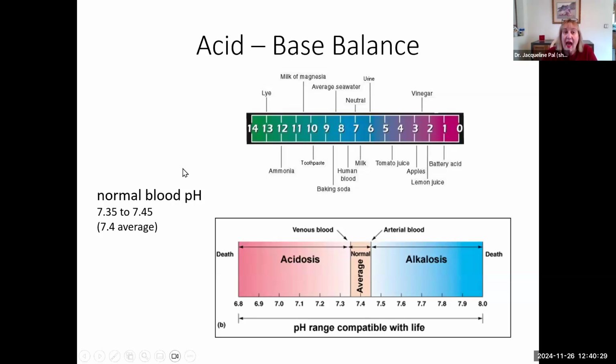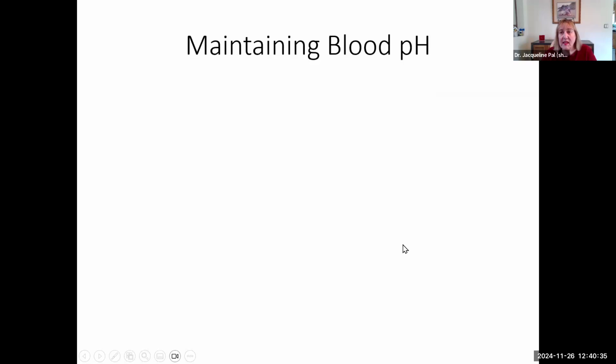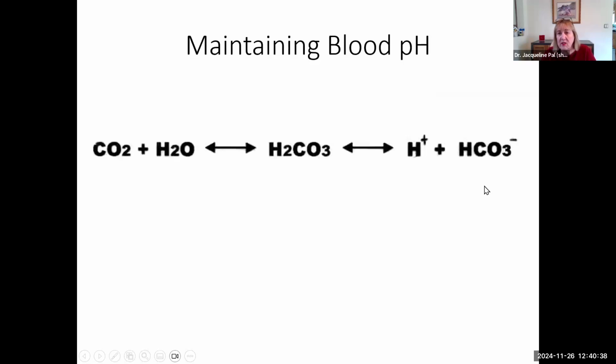So how do we control that pH? Well, the number one way we maintain the pH is the carbonic acid system, which is the one equation that I've asked you to learn, where carbon dioxide is going to bind with all that water that we have in our blood. So add those two things together, that gives us carbonic acid. And then that can break down and give us a hydrogen ion, and what is left is a bicarb ion.